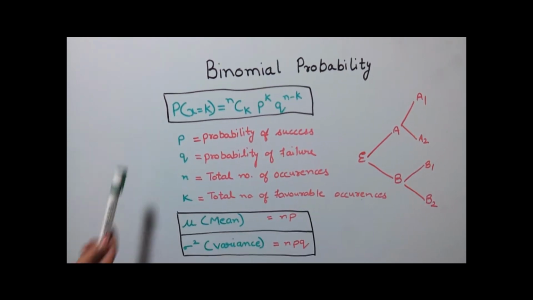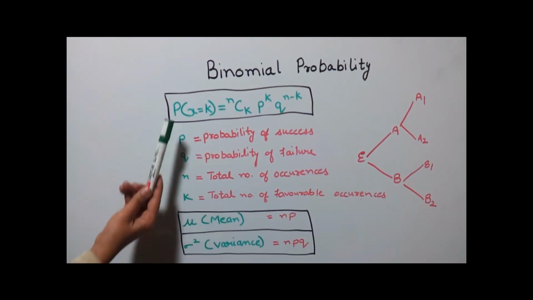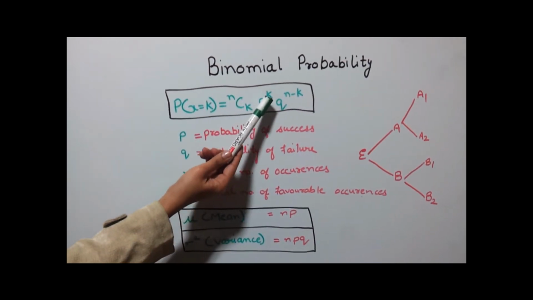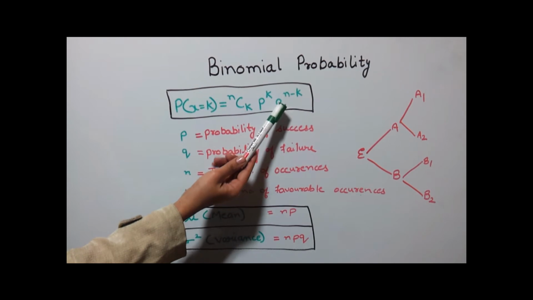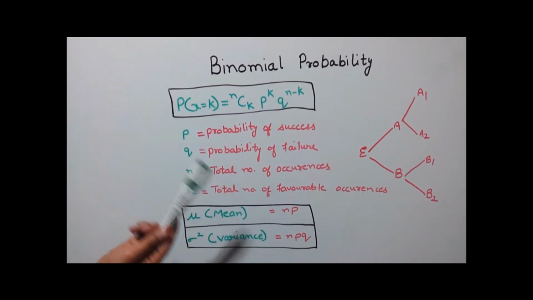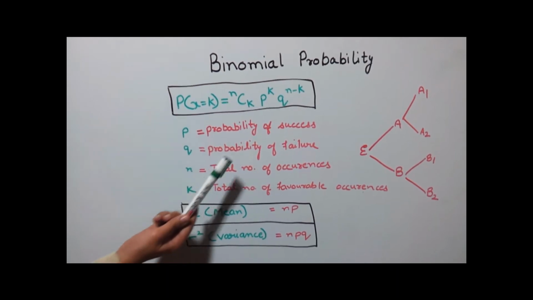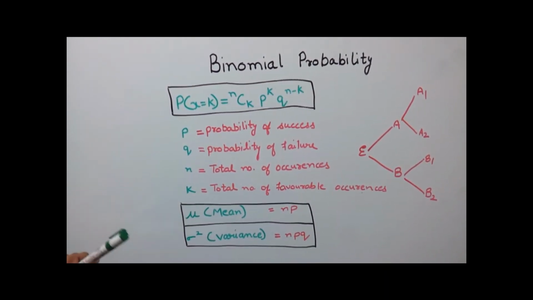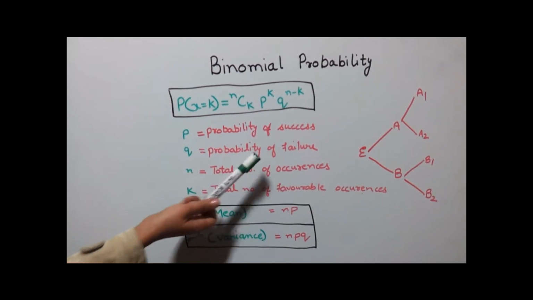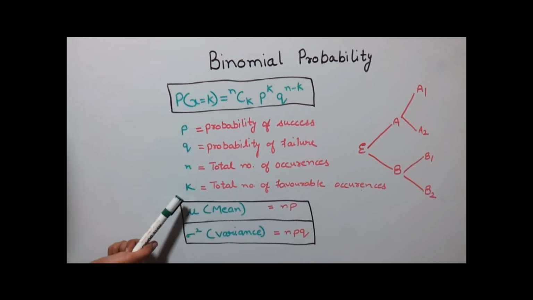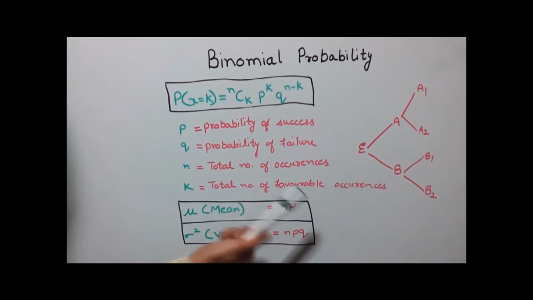The formula for calculating this binomial probability is P(X = K) equals NCK times P to the power K into Q to the power N minus K. P here stands for probability of success. Q stands for probability of failure. Since there are only two outcomes of any event, there can be either success or failure. N is equal to the total number of occurrences and K denotes the total number of favorable outcomes.